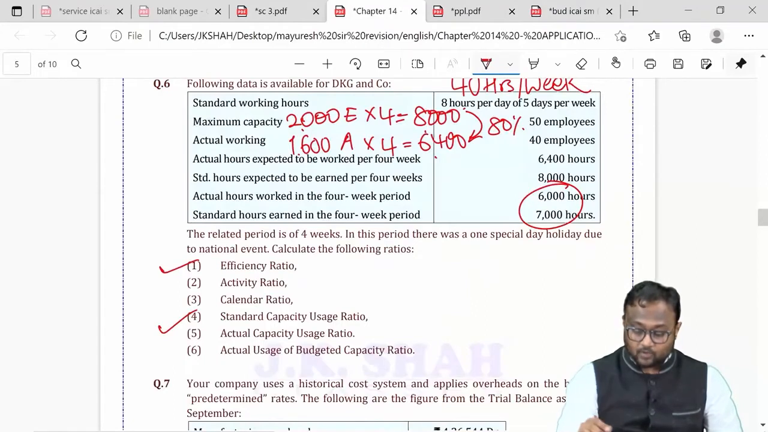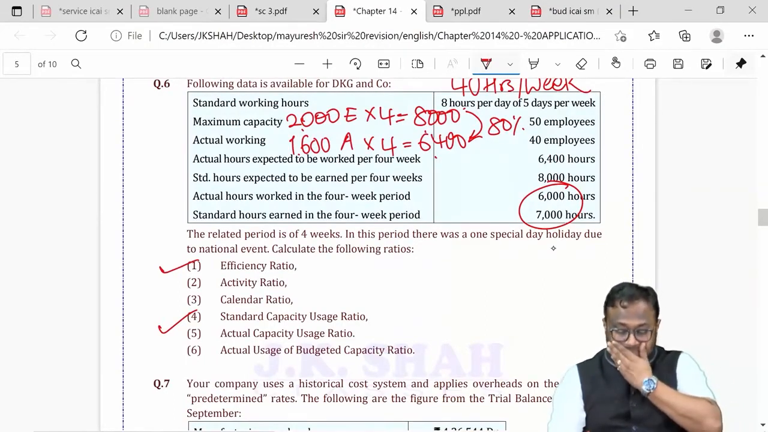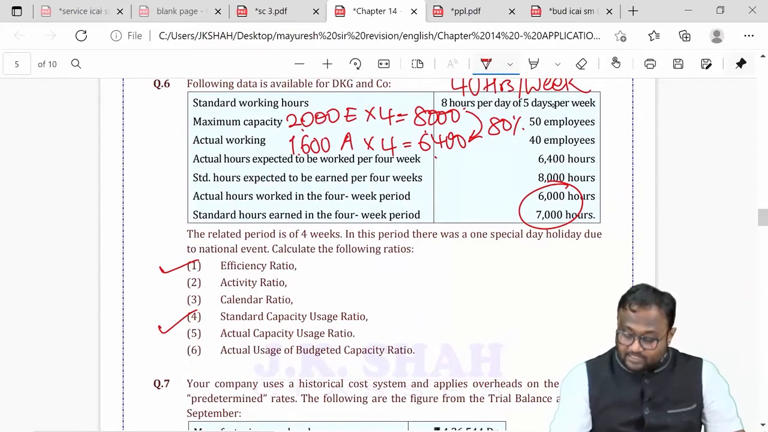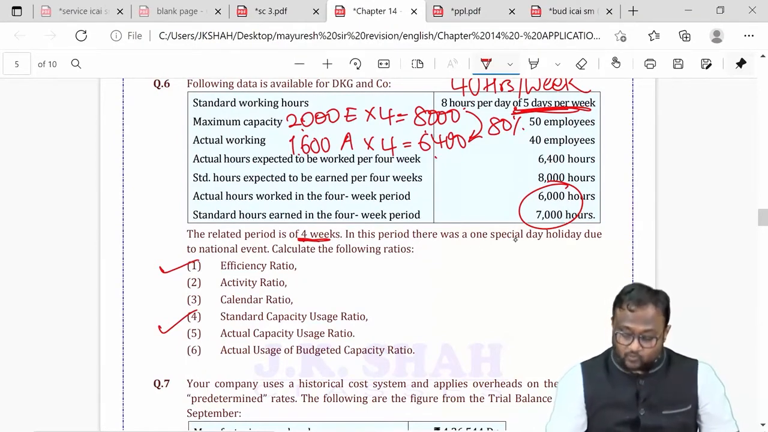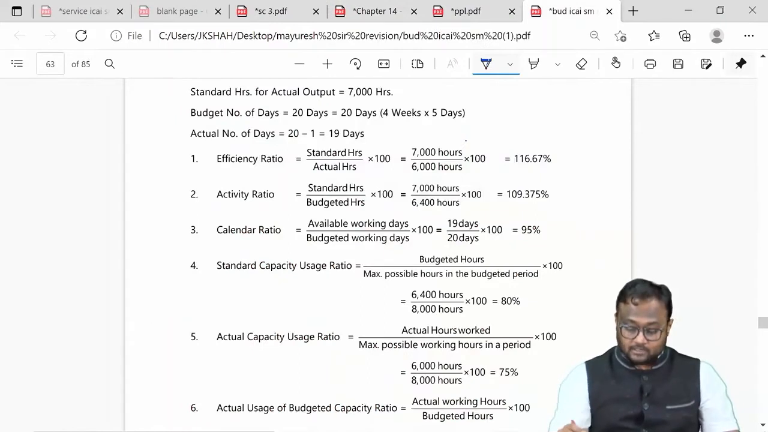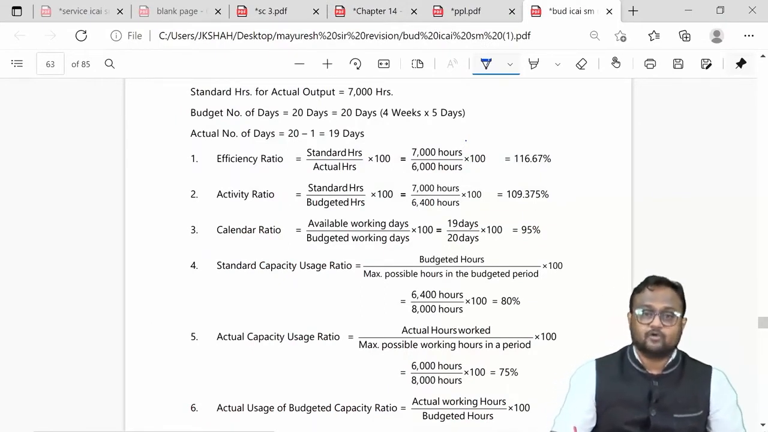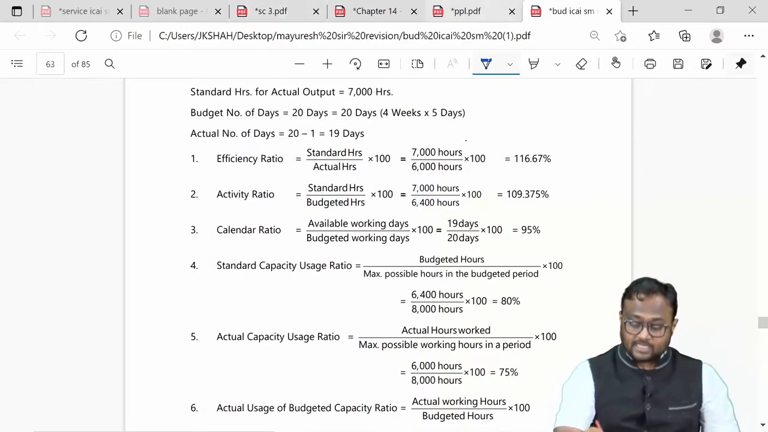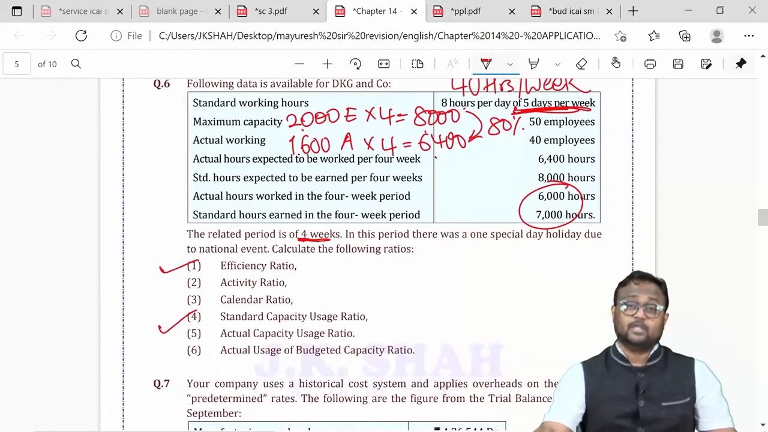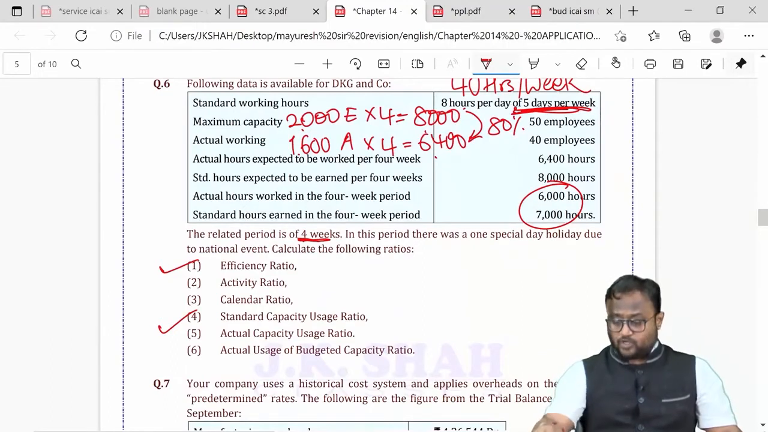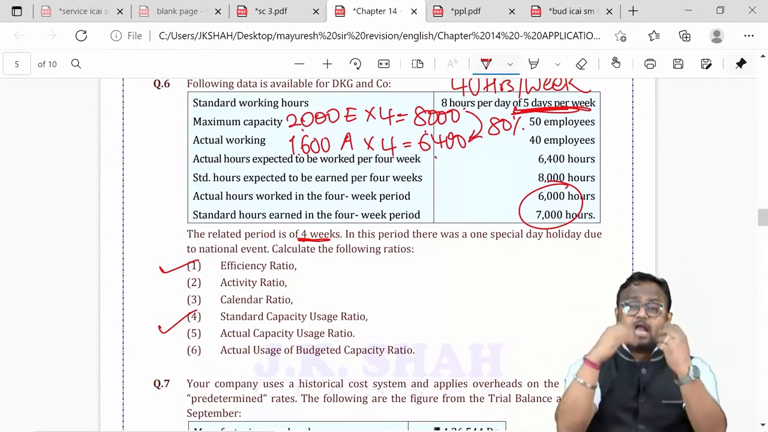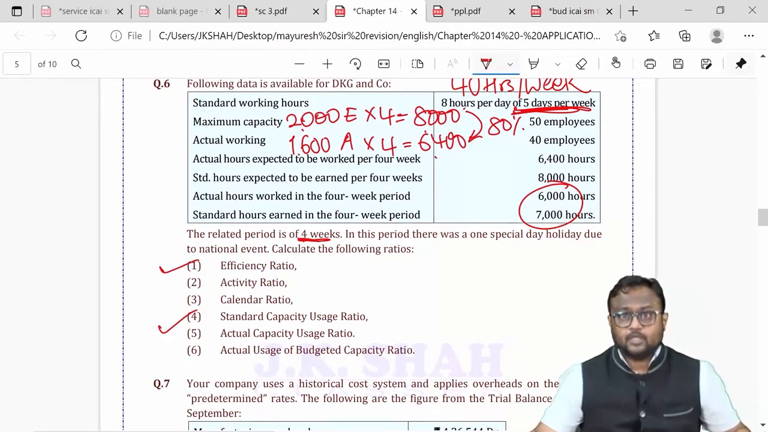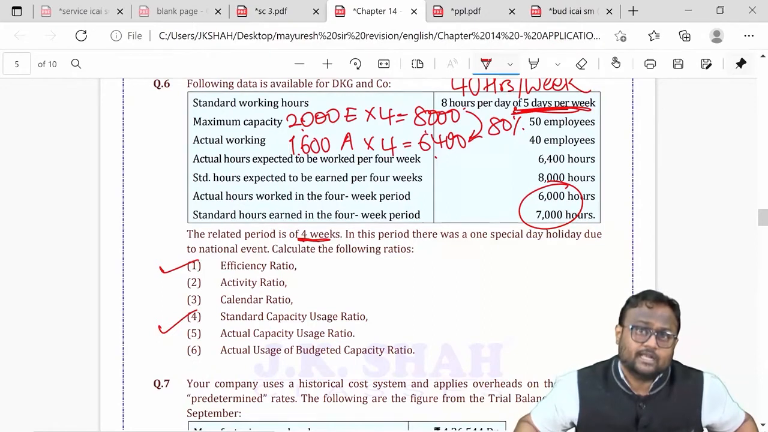Calendar talks about number of days. 5 days a week, they said. They're talking about 4 weeks. So 20 was my budgeted period. And then they say there was one special holiday. So the team has actually worked for only 19 days, but the team was supposed to be working for 20 days. Instead of 20 days, I have utilized only 19.